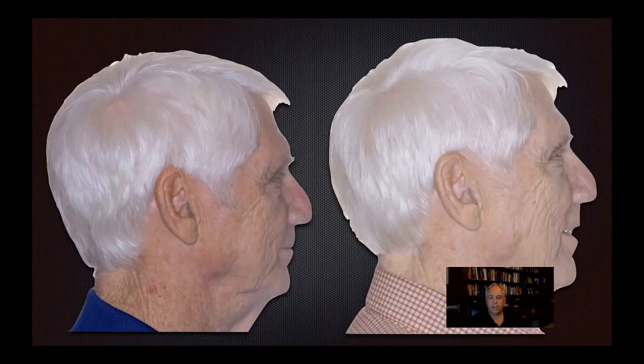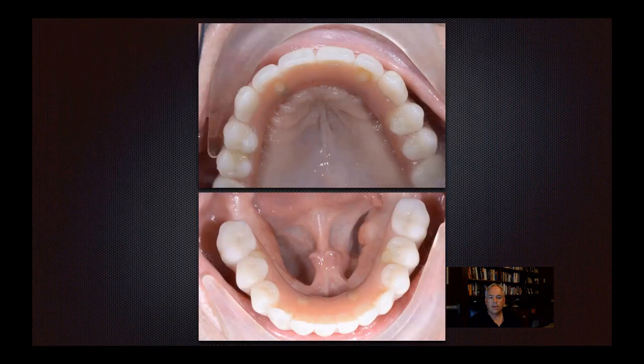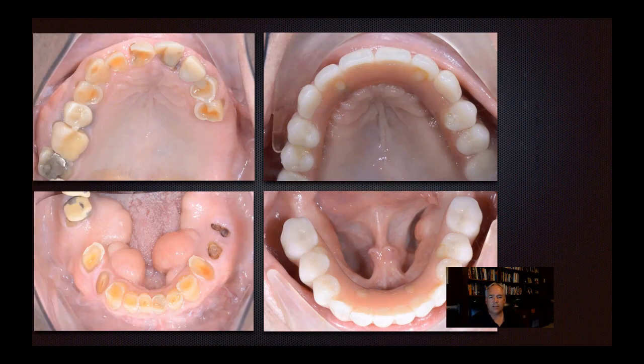Notice the restoration of his face, doesn't look so overclosed. And that prosthesis basically just is flush with the ridge. You can see the little holes where the screws have been closed with a composite. You put Teflon tape in there with composite. And notice the tori, a lot of surgery to have the tori removed.